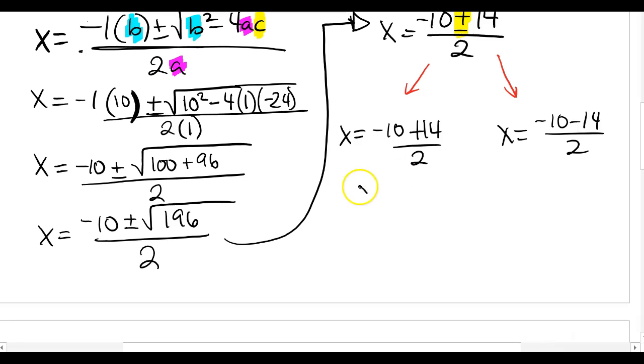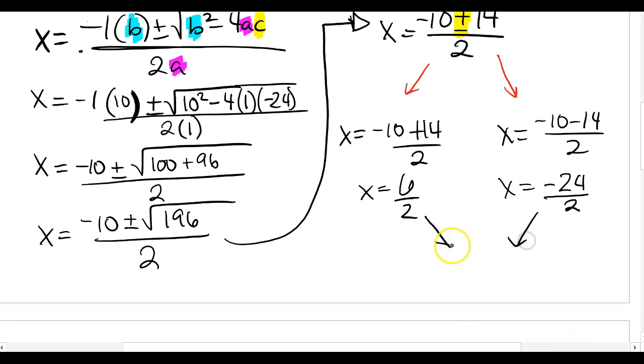So now, on the left here, it would be negative 10 plus 14. Well, that's 6, or positive 6, divided by 2. And then negative 10 minus 14, well, that's negative 24, divided by 2. And then that way we can arrive back at our answer. Because then let's simplify. 6 divided by 2 is 3, and negative 24 divided by 2 is negative 12.